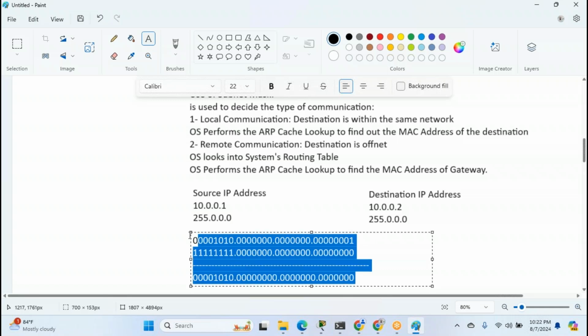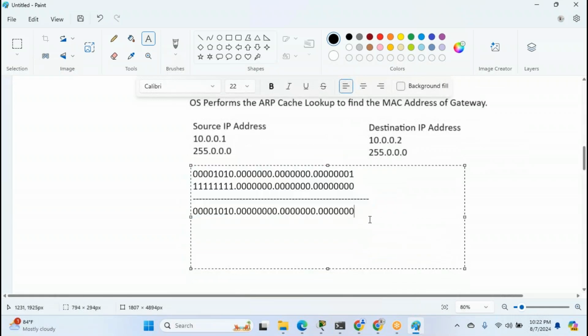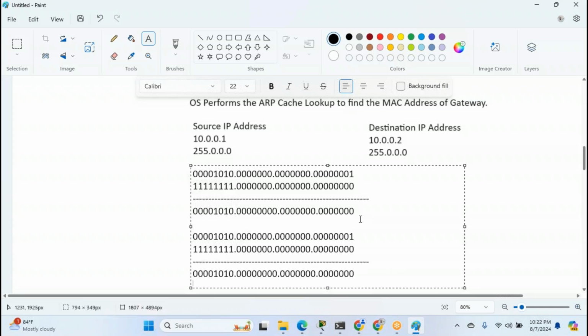So let's say we have multiplied the source with its subnet mask. And if we multiply the destination, so destination is 2, so we make it 10.0.0.2. So when we multiply 10.0.0.1 with its subnet mask 255.0.0.0, we get the network ID, and the network ID is 10.0.0.0.